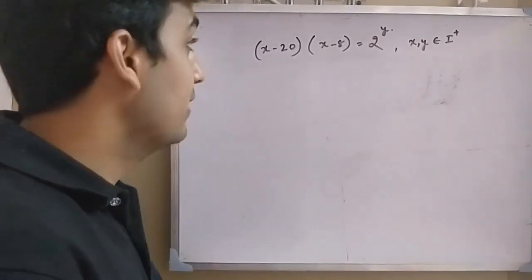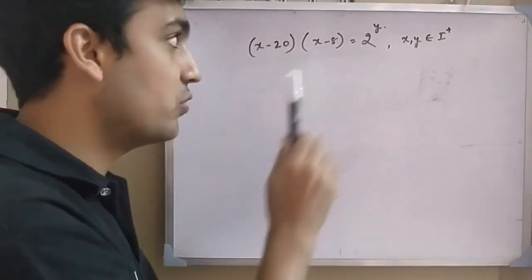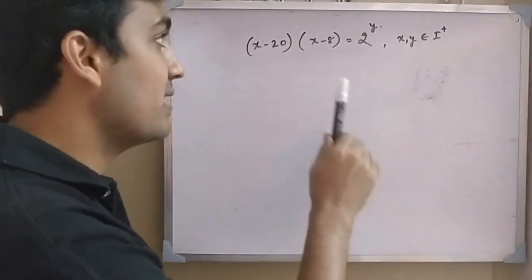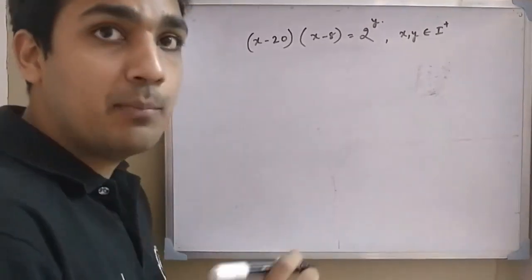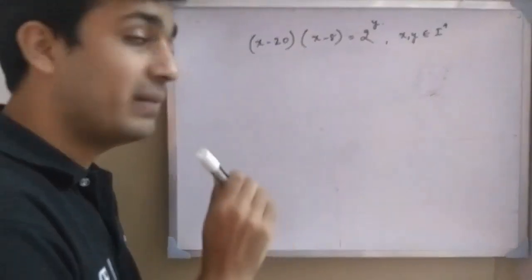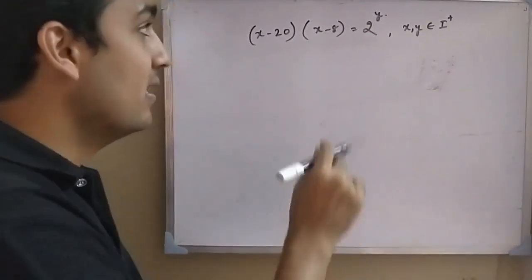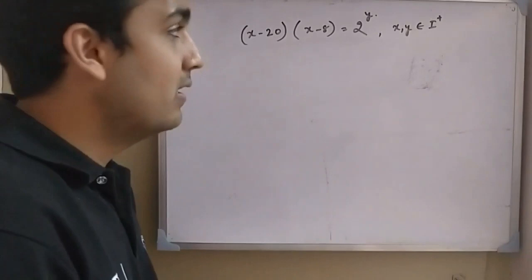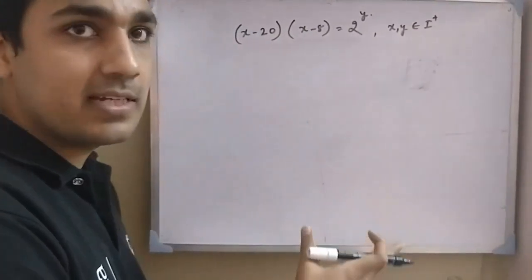Hi friends, the first question of the quiz was (x minus 20) into (x minus 8) equals 2 to the power y. It was given to us that we have to find solutions such that x and y are positive integers. Now the main thing to note here is the right hand side is 2 to the power y. Hence the left hand side should also be some power of 2, right? Only then will LHS be equal to RHS and the equation will be satisfied.